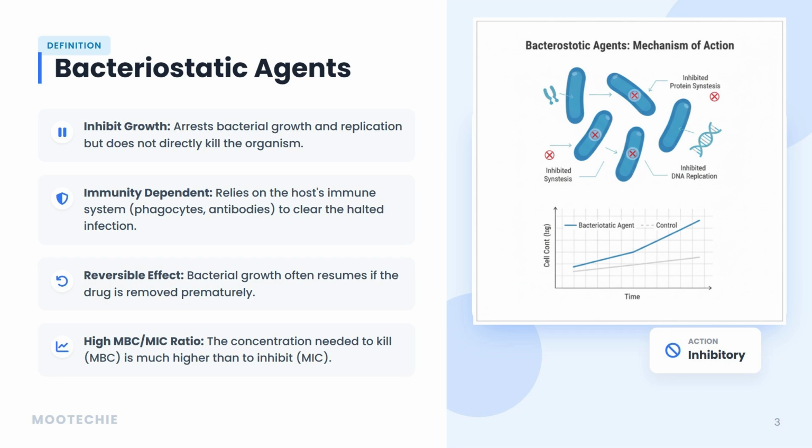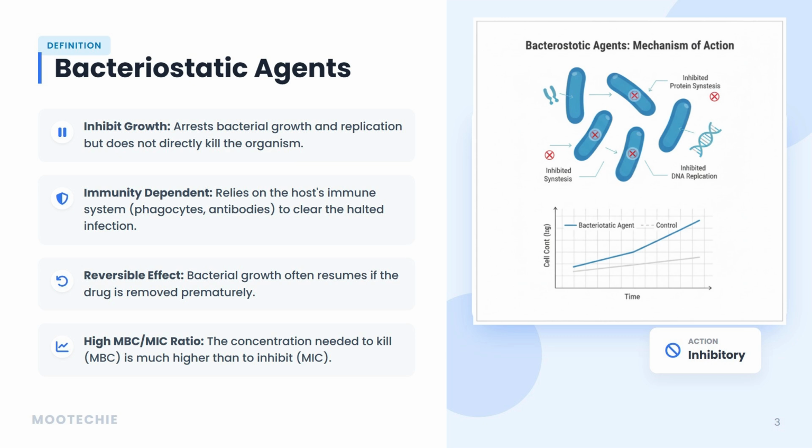Point 4. High MBC by MIC ratio. The minimum bactericidal concentration, or MBC, needed to kill is much higher than the minimum inhibitory concentration, or MIC, needed to simply inhibit. There's a big gap between stopping growth and causing death. The diagram titled Bacteriostatic Agents Mechanism of Action shows arrows pointing to processes like inhibited protein synthesis, inhibited folate synthesis, and inhibited DNA replication. This visually summarizes how these drugs work by blocking key bacterial functions.